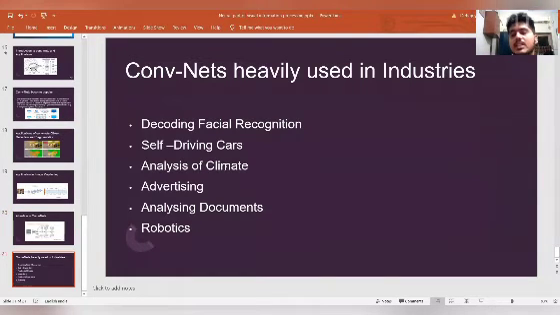And last but not least, I would like to talk about some of the applications of ConvNet, such as facial recognition, self-driving cars, analysis of climate, advertising, analysis of documents, and robotics. Self-driving cars have been an important application, as we all know. Object detection is very much helpful in self-driving cars, as we have talked about. It detects the objects and analyzes the distance that they are from our car, and accordingly it adjusts the angle of the steering wheel so that we do not meet an accident.